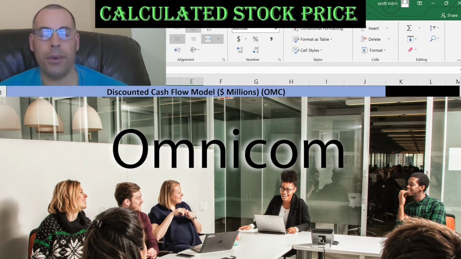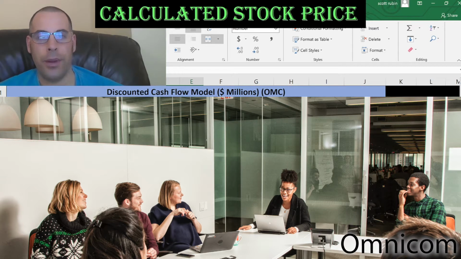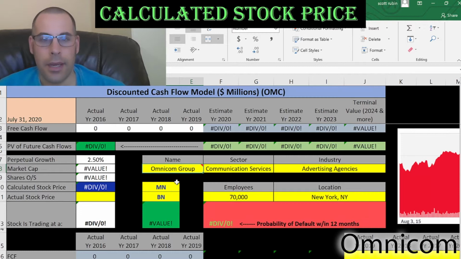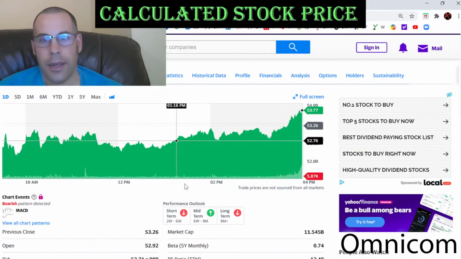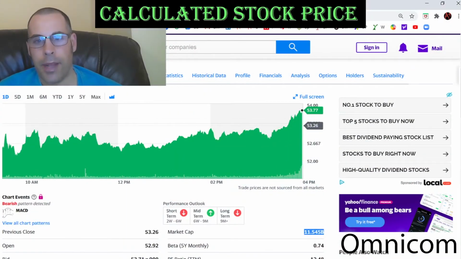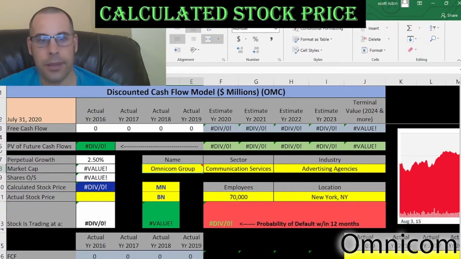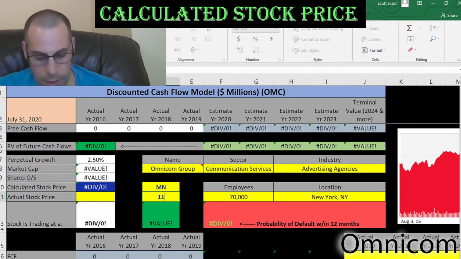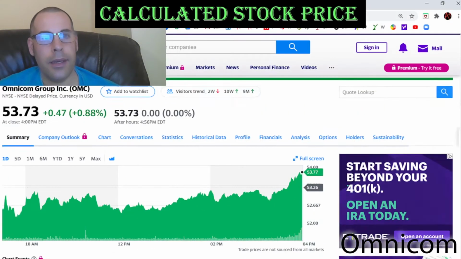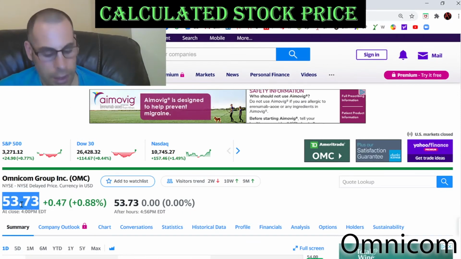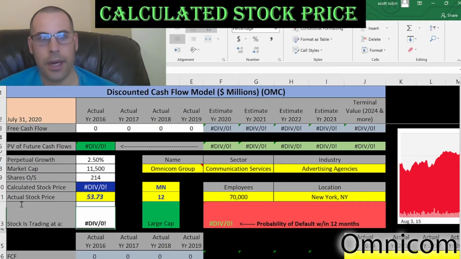The company I'm going to look at is Omnicom Group. This is a marketing and PR firm located in New York City. Let's get started with the model. This company has a market cap of $11.5 billion. And let's see what they're trading at. They're trading at $53.73, so that's one share of stock.